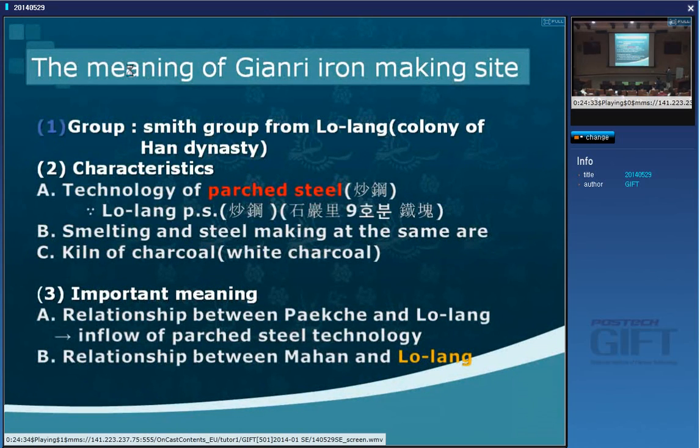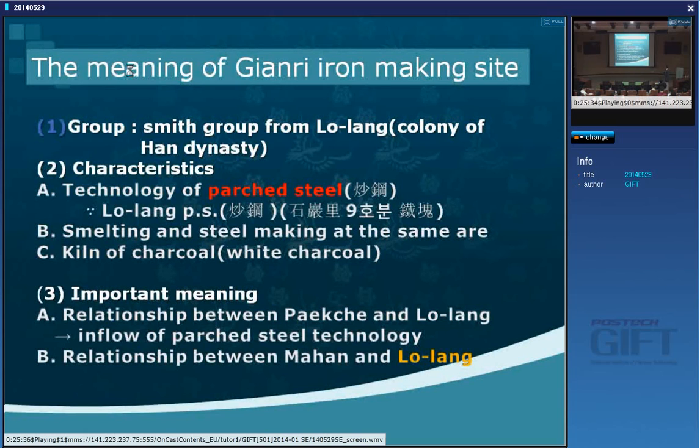Next site is the Kiani site, and this site has a very, very important meaning. Yeah. This Kiani site is in Hwaseong, Gyeonggi-do, and at this place the smith group from Rolang made iron and steel. Especially this site's main characteristic is they made patched steel, and not only patched steel but also smelting and steel making. Beside the furnace, the excavators found the charcoal kiln. And this Kiani site has many political meanings.